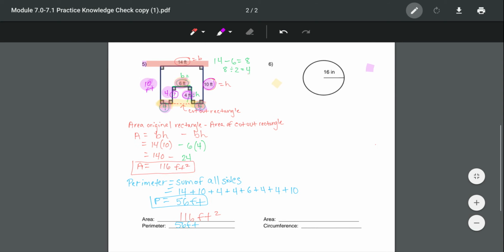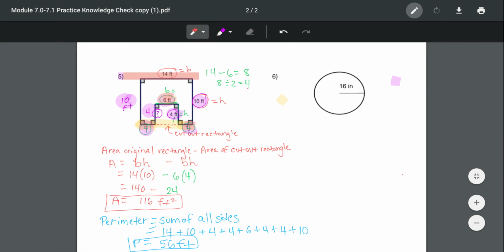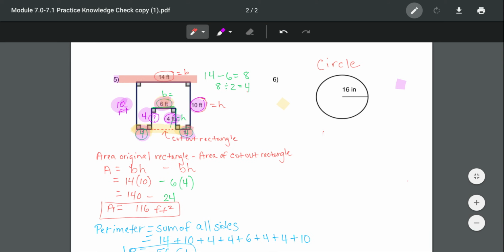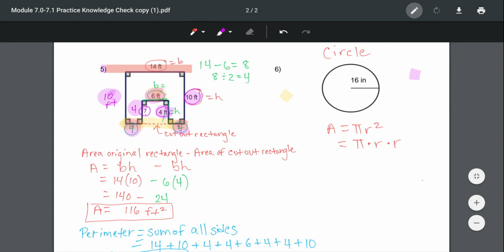Okay, for number 6, we have a circle, and we want to find the area of that circle and the circumference. So the formula for the area of a circle is pi times radius squared, and that means pi times the radius again. So in the circle, the distance from the center to a point on the circle is 16, so that means we're given the radius is 16. So if pi is 3.14, then you want to multiply 3.14 times 16 times 16. So go ahead and plug that into your calculator, and you get 803.84 inches squared.